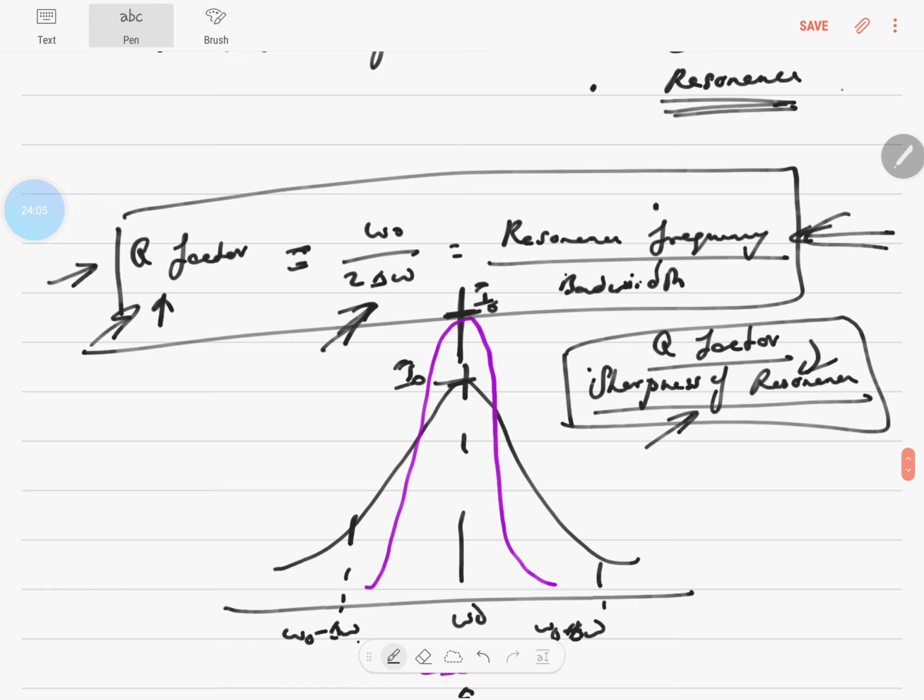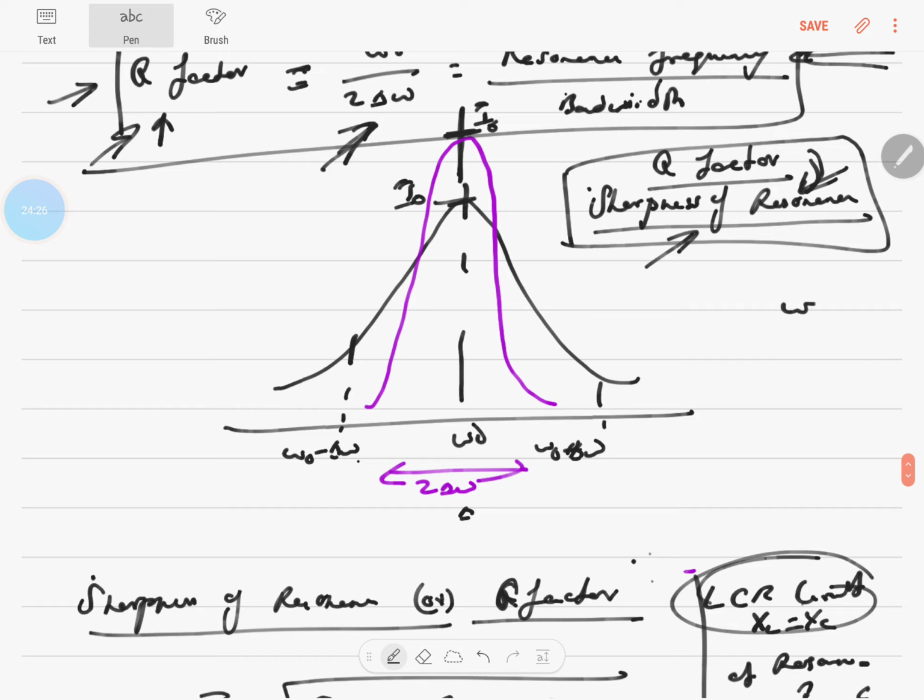Can you see that as the bandwidth decreases, I've drawn a purple graph, the bandwidth is reducing and the sharpness of resonance is increasing. Can you see the sharpness of the graph? It's called sharpness of resonance. The Q factor, in other words, is also called the sharpness of resonance. And the sharpness is obviously increased because it's omega naught by 2 delta omega. As delta omega becomes lesser, the sharpness of resonance, the Q factor, becomes more.